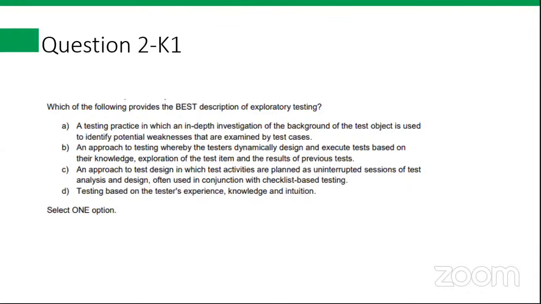Then you have option A, a testing practice in which in depth investigation of the background of the test object is used to identify the weaknesses that are examined by the test cases. How you figure out this is not the answer is the keyword in depth investigation. You have very little time. Then, how is an in depth investigation possible? Definitely, it's not possible. So, that's how you conclude that option A is also not the correct answer. So, that leaves you with option B, which is the correct answer.